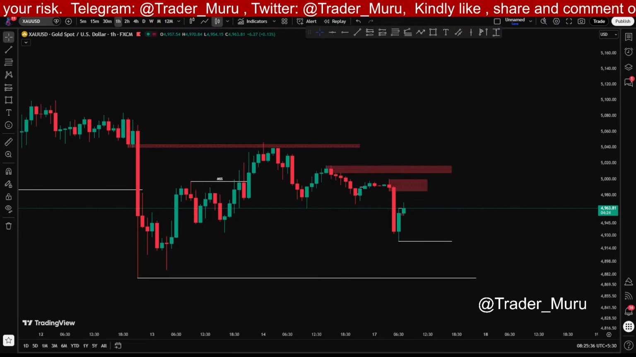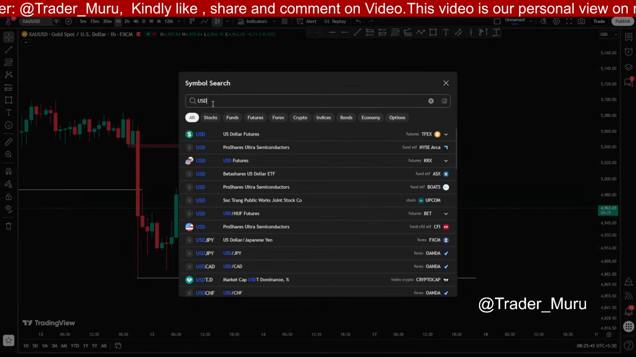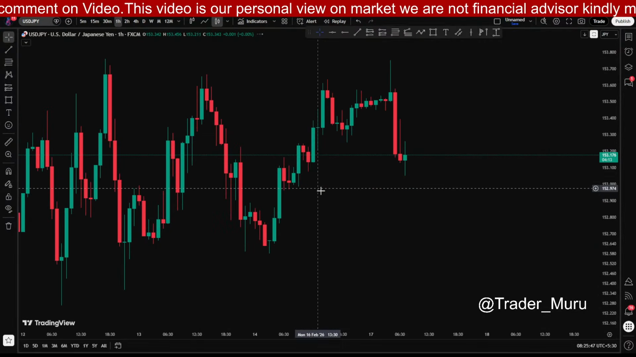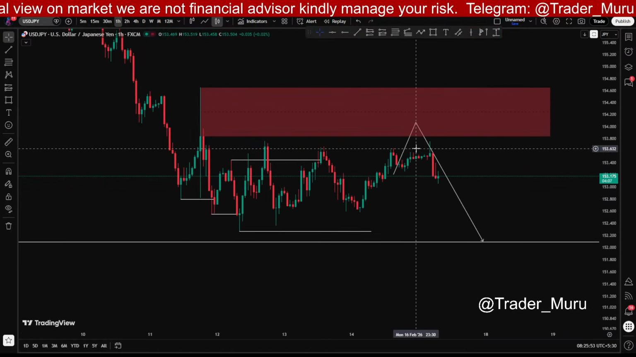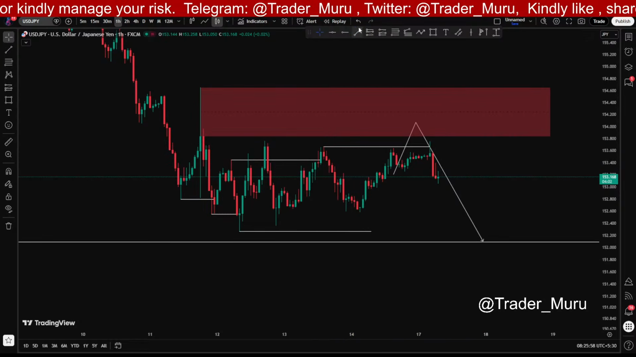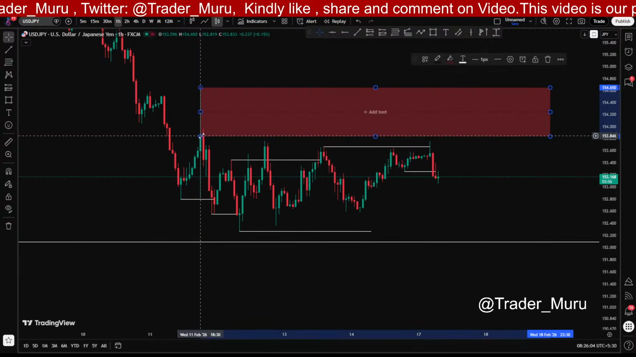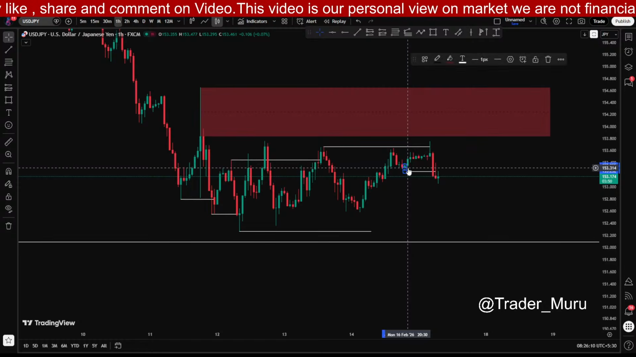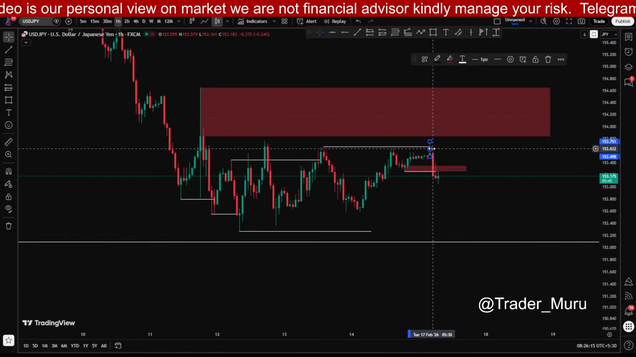Discuss USD JPY. It is to test the 1 hour supply which was discussed yesterday. Let's see USD JPY. Still, we have not tested that area, but this liquidity is already hunted, and we have a market structure shift. So possibly price can drop from here. This is your rejection area. On the test, it can drop, and this is your second rejection area.